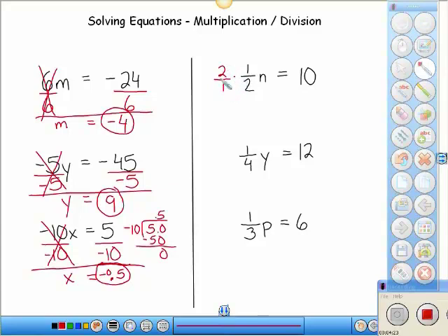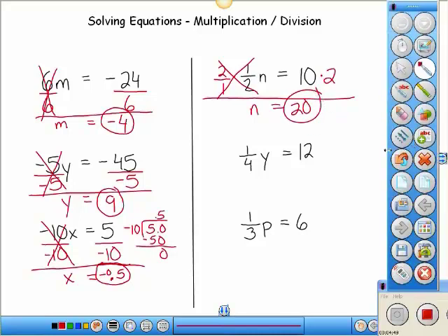And if I do that to one side, I'm going to need to multiply the other side by the same thing. And 2 over 1 is the same as 2. So this is going to multiply, and this is going to cancel out. That will equal 1, so I'm left with n equals 10 times 2, which is 20. So n equals 20. Okay?